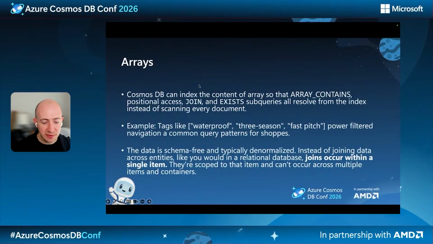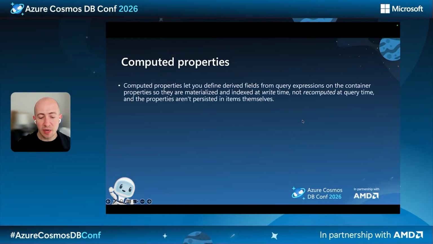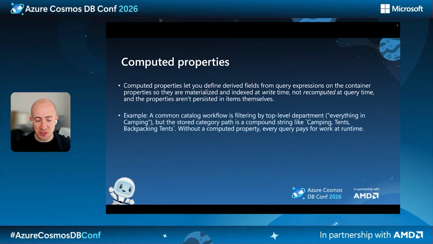Now what we'll do is move on to talk about computed properties. With computed properties, you define derived fields from query expressions on the container properties. They're not computed at query time, but they're materialized and indexed at write time. And the properties aren't persisted in the items themselves, which makes it really nice for efficient storage.